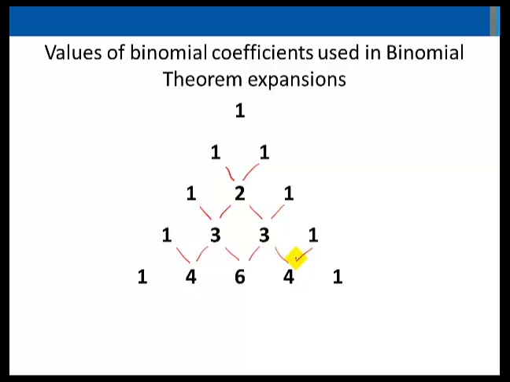So let's say we want to create another row. We'll start by putting 1s at the outside. Then look at the above row. 1 plus 4 is 5. 4 plus 6 is 10. 6 plus 4 is 10. 4 plus 1 is 5. So I have the row, which in this case would be the expansion of a plus b raised to the 0, 1, 2, 3, 4, 5th power.